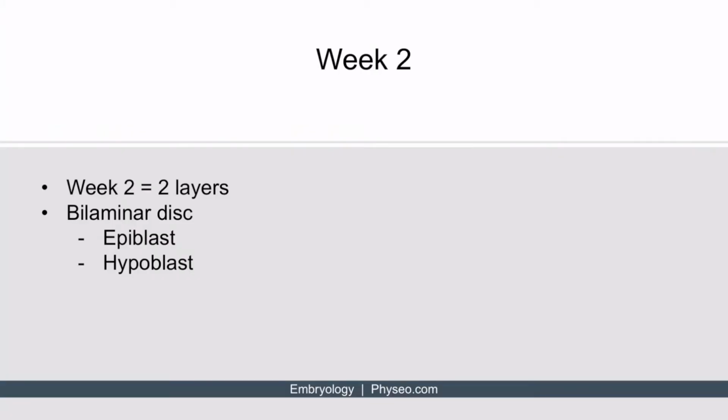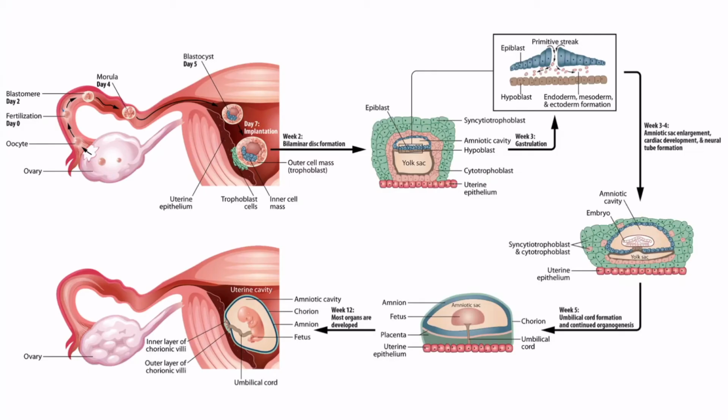So remember, by week 2, we have 2 layers, which is also known as the bilaminar disc. And this is composed of the epiblast and the hypoblast. All right, with this in mind, let's move on to discuss gastrulation, which occurs during week 3. If we zoom up on the bilaminar disc right here, during week 3, we get this image right here. As you can see, the epiblast begins to form a single ridge with a central area of invagination, and this is known as the primitive streak.